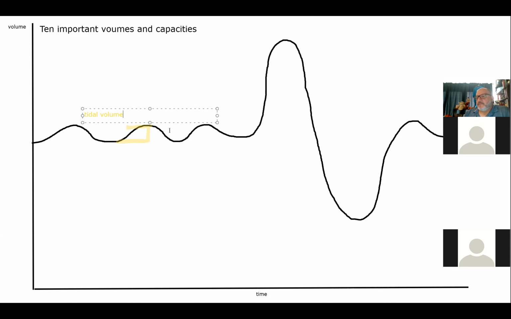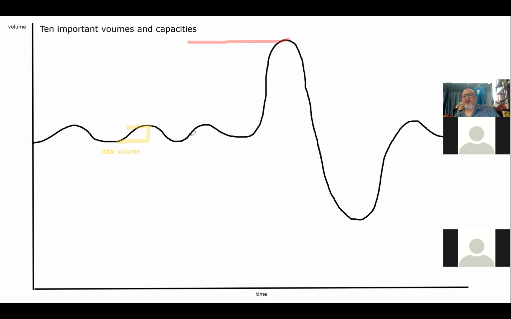Questions on that? All right. Now, notice when you are taking that normal tidal breath, are you filling your lungs to capacity? No. Clearly, as we can see here, we have an additional volume or additional space in our lungs that we are capable of filling with air. This is the max volume of air we're able to get in.